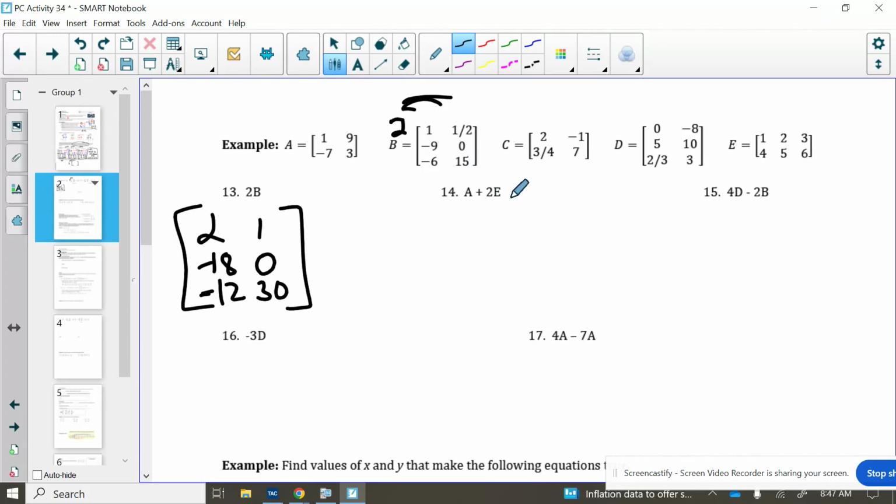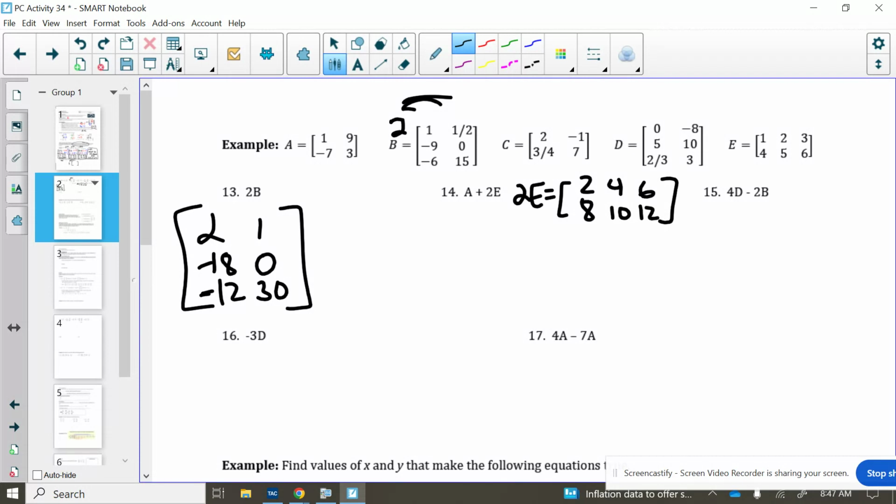The next one, okay, I normally like to, when I start, distribute through a scalar first and then combine the new matrix with my original. But we want to be careful on this one because after we distribute this time a 2 to matrix E, the 2E matrix is going to just be all of these doubled. So 2, 4, 6, 8, 10, 12.